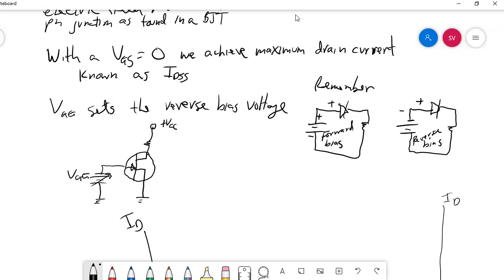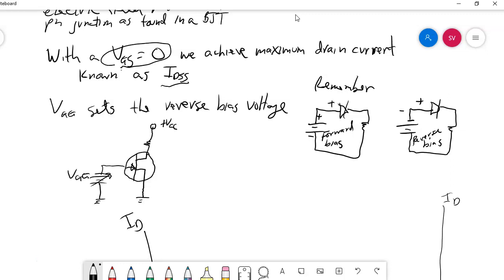With the JFET, if your gate to source voltage is zero, we achieve the maximum drain current known as IDSS. So whenever you see a VGS equal to zero, you always associate it with achieving maximum drain current. Your DC power supply voltage at the gate will set the reverse bias voltage.